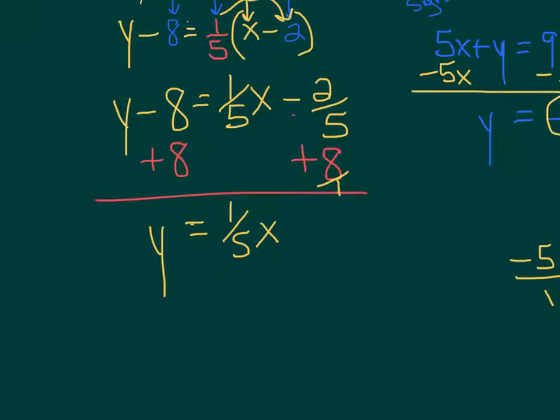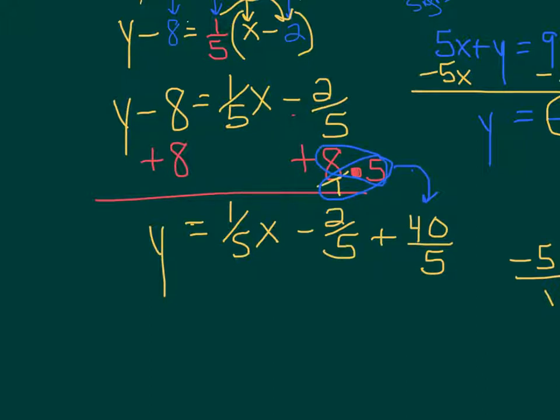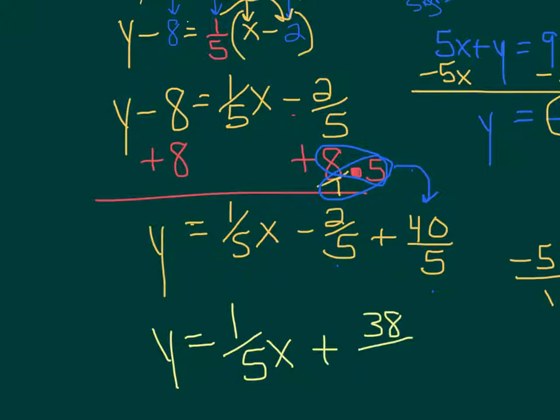The denominator of the 8 is 1, so we need it to have a denominator of 5 in order to add those two fractions. So multiply that by 5. We get negative 2/5 plus 40 over 5. 8 times 5 is 40, 1 times 5 is 5. Now we can put these two fraction parts together and we get y equals 1/5 x, and then negative 2 plus 40 is positive 38, over 5.